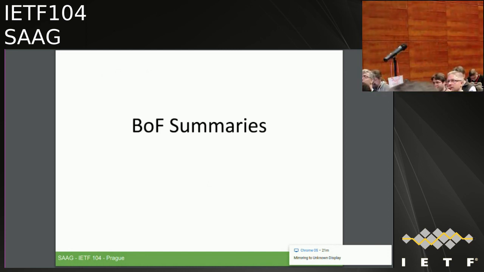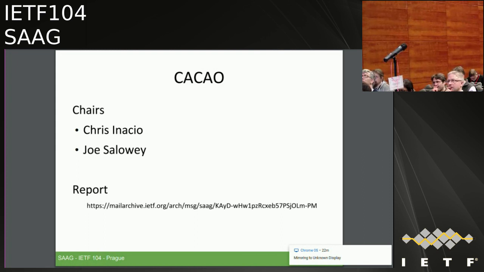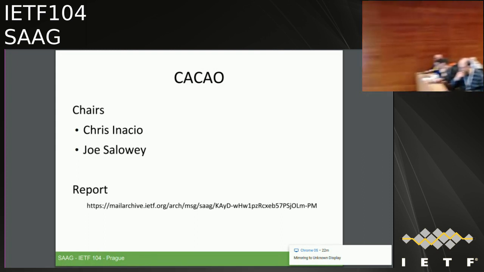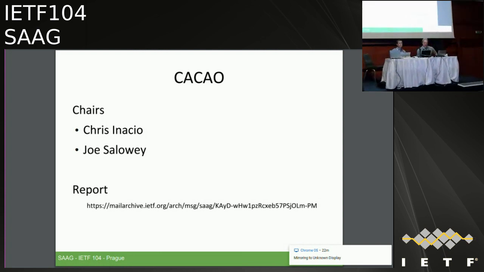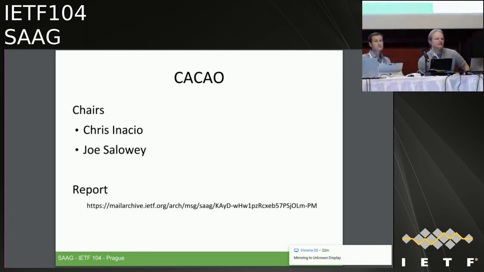So we do have a BOF that will meet. I forget which session it's in. I have it written down as tomorrow morning. All right. Yeah, Cacao will meet Friday morning. This is about collaborative and automated courses of action, and we're looking at how organizations can share runbook information for their security response teams. We can talk about that tomorrow morning. Yep, please come and provide your opinion on whether that's work we should be doing.